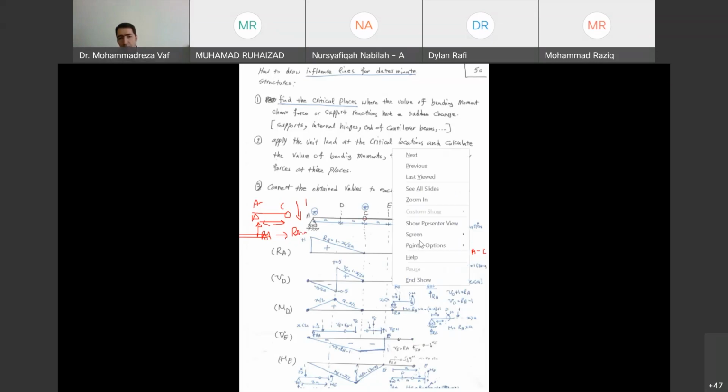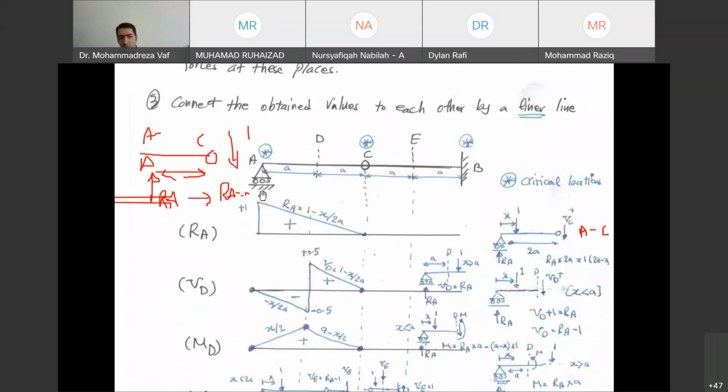So when the load passes point C, RA is always 0. That's why our diagram is going to look like this one. After we pass point C, there is no support reaction at point A, according to this diagram. But before that, when the load is before point C, the support reaction can be calculated according to the equation that we have. So this is going to be the influence line for RA.